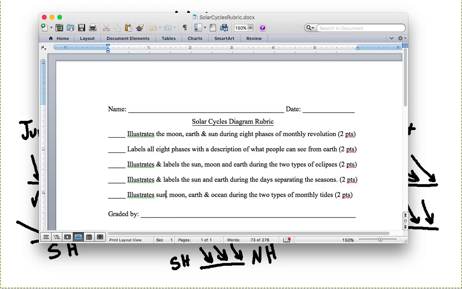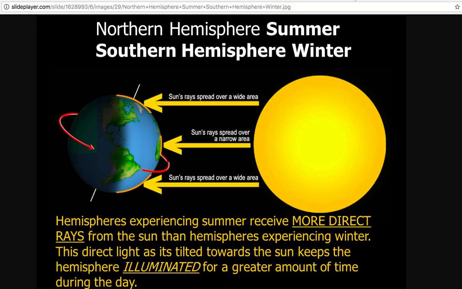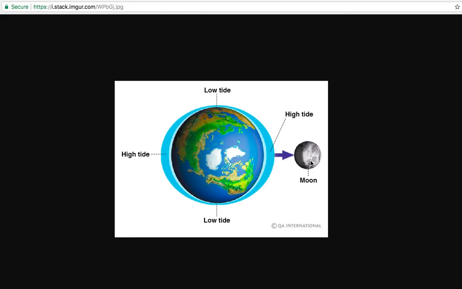Okay, so we're moving on to the last part. The sun, the moon, and the earth, and the ocean during the 2 monthly tides. So tides happen daily. And let me show you one picture real quick to explain that. Tides all have to do with the moon's gravitational influence on the earth and its oceans.